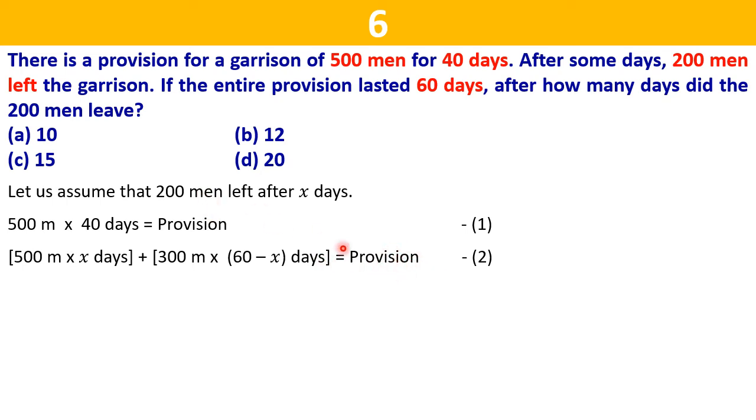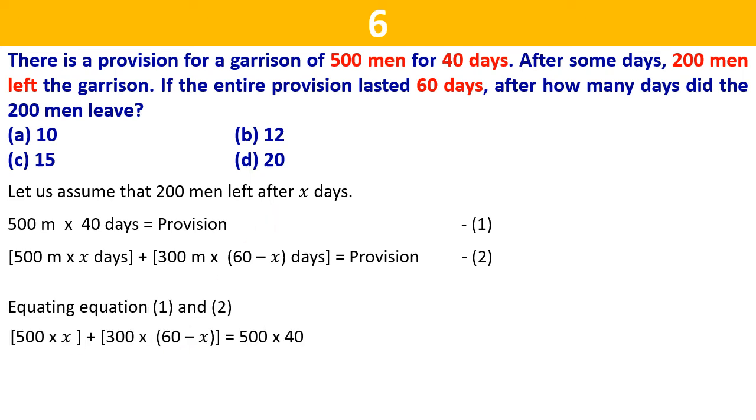As the right hand side of both the equations is the same, we can equate the left hand sides. So it will be like this. That is 500 into X plus 300 into (60 minus X) is equal to 500 into 40. Solving this, X will come out to be 10 days. It means 200 men left the garrison after 10 days. Option A.